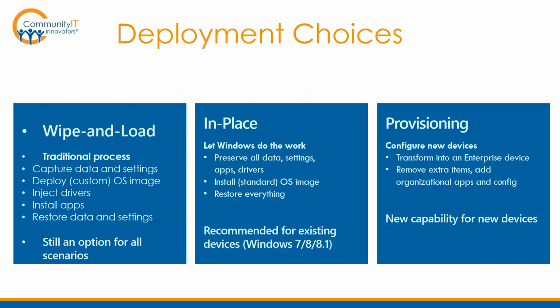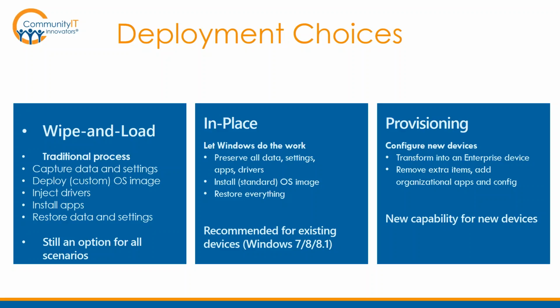So, deployment choices. We have the traditional wipe and load, which is we would take the computer and erase whatever is on the computer and then install our new Windows 10 image. That has a lot of investment in preserving the user data, since we have to copy that off before we install the new operating system. But it provides a lot of control over the overall upgrade process.